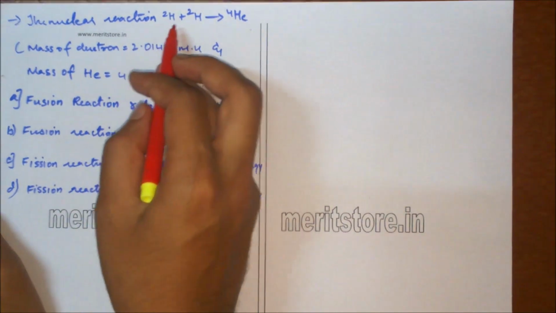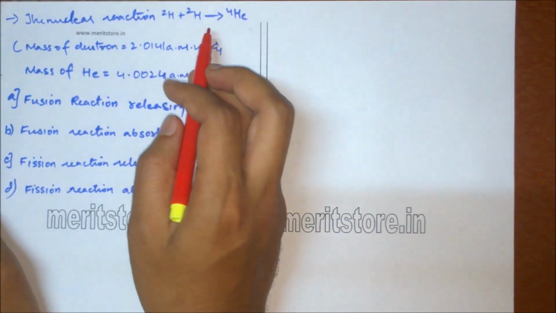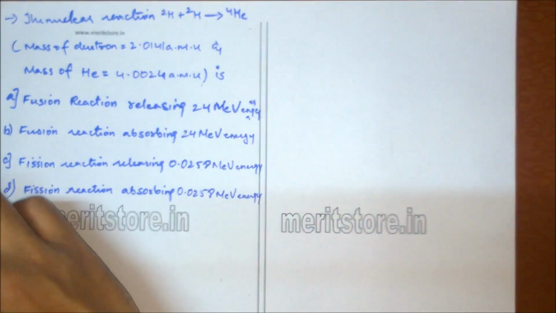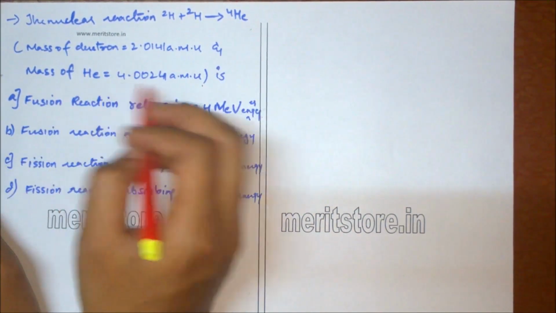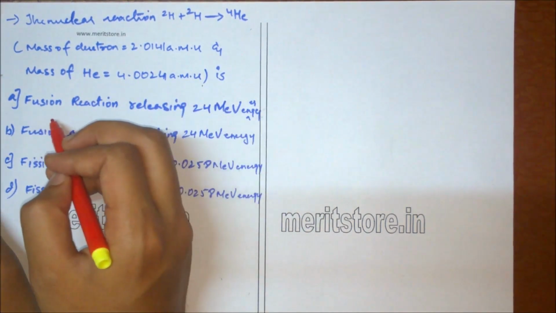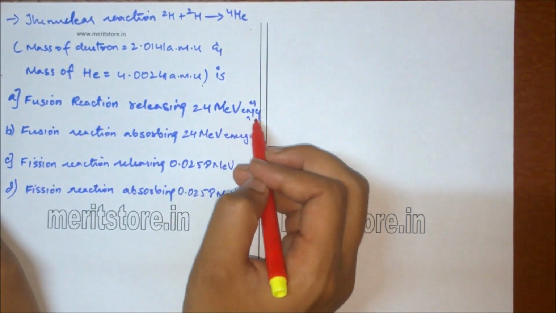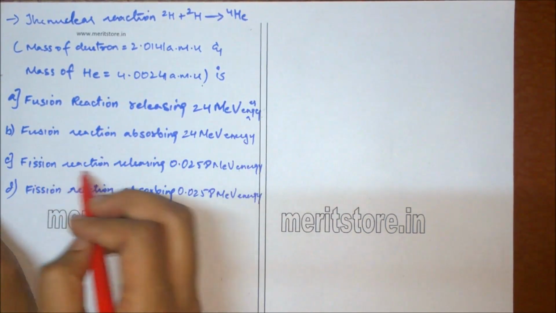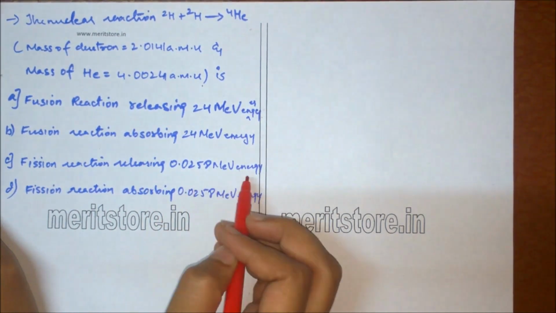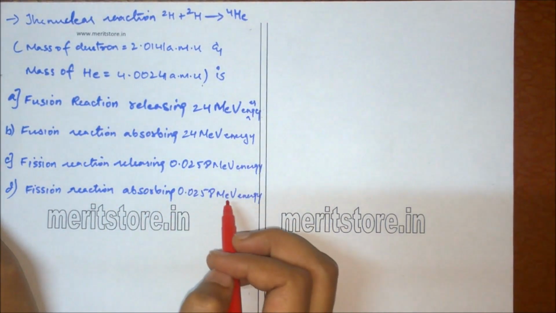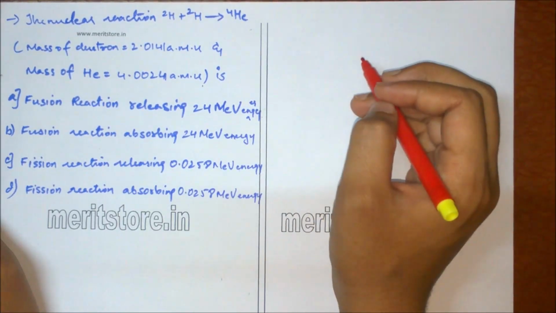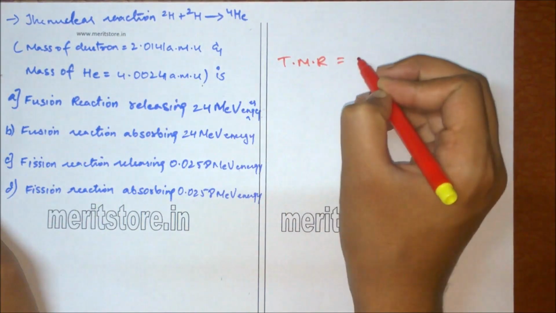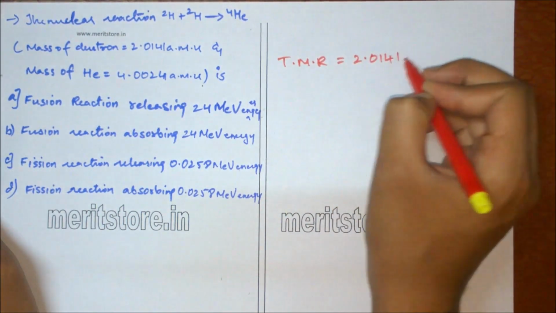The nuclear reaction hydrogen plus hydrogen of mass 1 will give helium. The mass of deuteron is this and the mass of helium is this. Option A, fusion reaction releasing 24 mega electron volt of energy. Fusion reaction absorbing 24 mega electron volt. Fission reaction releasing this much energy. Fission reaction absorbing this much energy. So we have to find the total mass of the reactant. Total mass of reactant is equal to 2.0141 into 2.